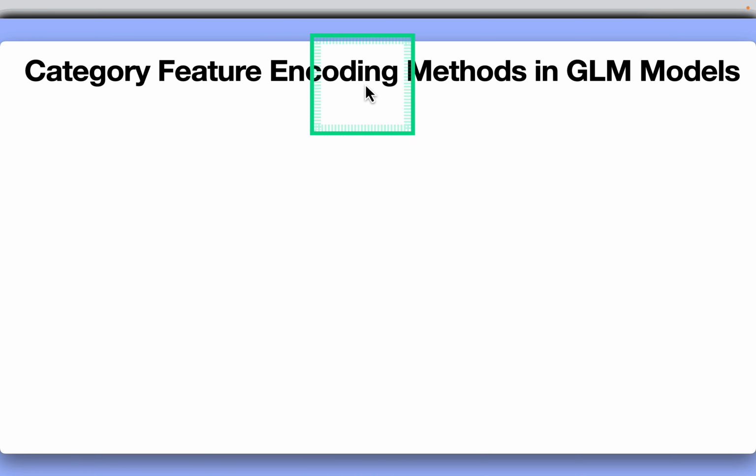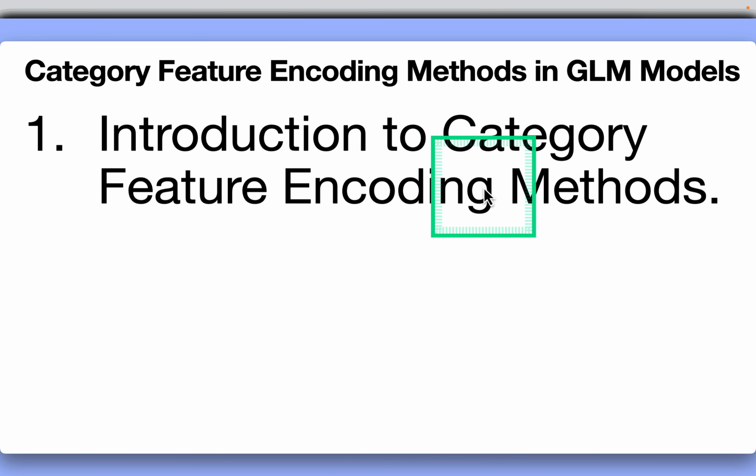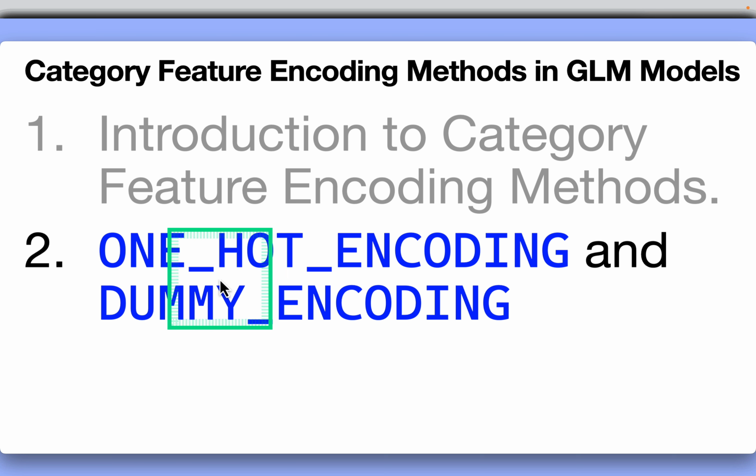Okay, category feature encoding methods in generalized linear models. In generalized linear models, GLM, feature encoding can be specified using the model option, which is category encoding method. It supports two methods for category feature encoding: one is one-hot encoding and the other is dummy encoding. I'll be covering both one-hot encoding and dummy encoding in the next slides.